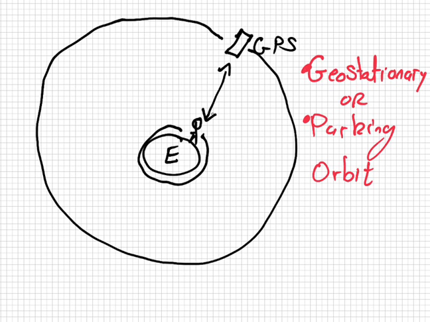I have seen this word in the exam many times. They have said geostationary orbit or parking orbit. So in this case, what it means is T equals 24 hours, basically. That's what it means. Now write that down, okay? So this is geostationary or parking orbit.